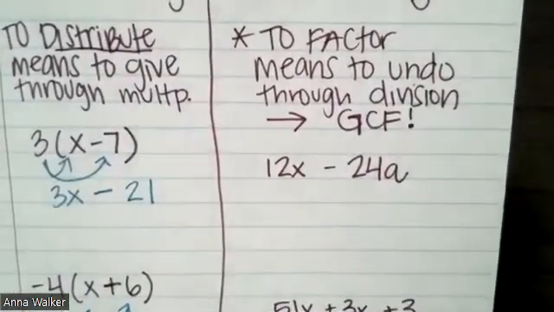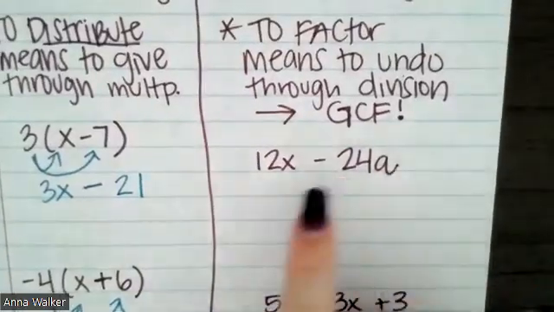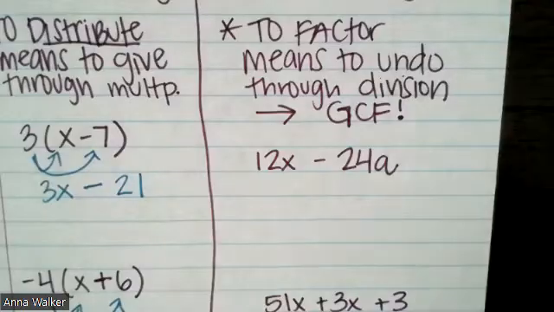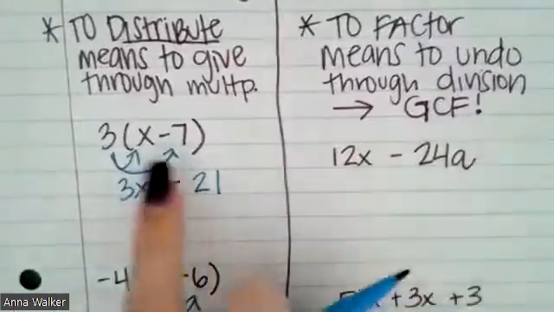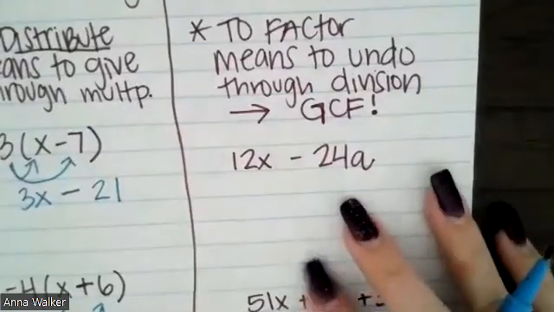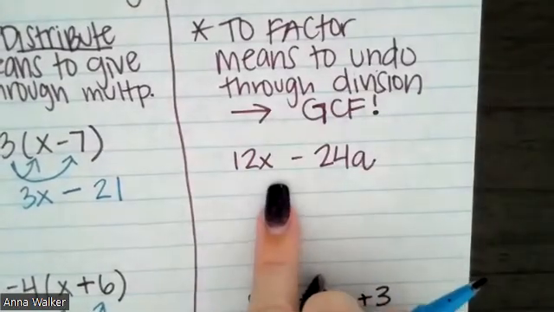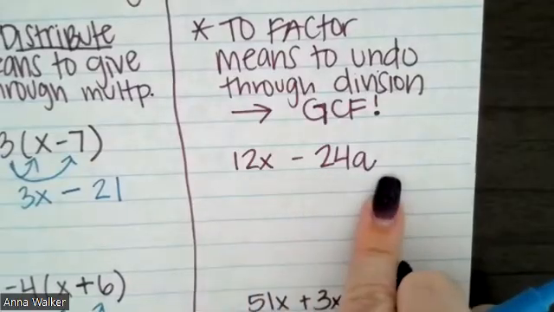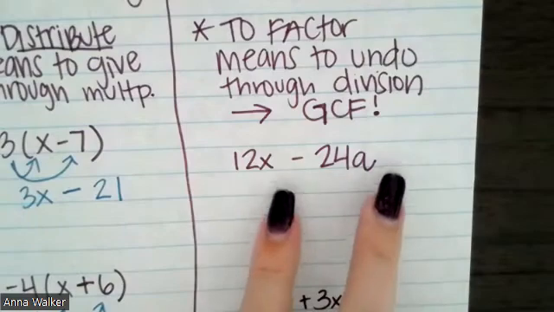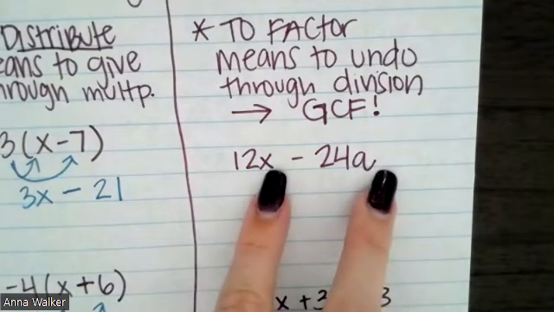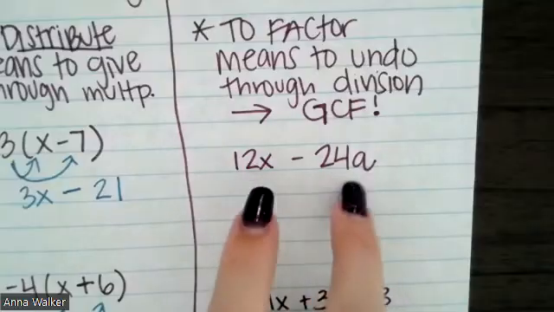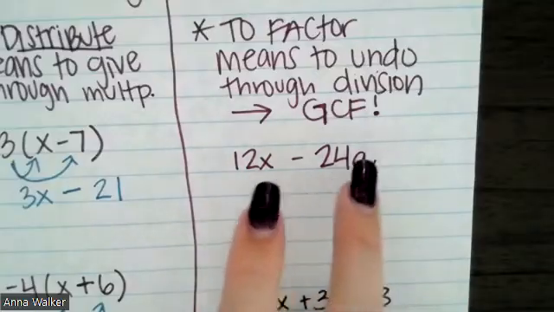Essentially what we're going to be trying to figure out is the greatest common factor amongst the terms in our expression. And we're going to rewrite it in the format of what it looks like over here before we used the distributive property. So if I look at my two terms in this first example, we have 12x minus 24a. They are not like terms because they do not have the same variable. So I cannot pull out an x or an a from this expression because they do not share x and a.